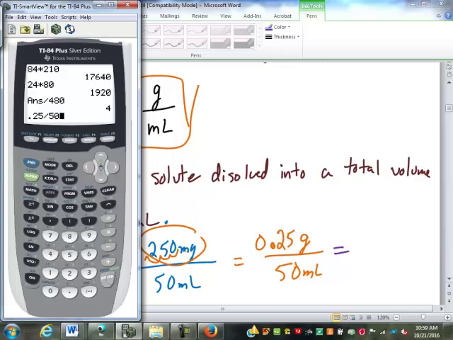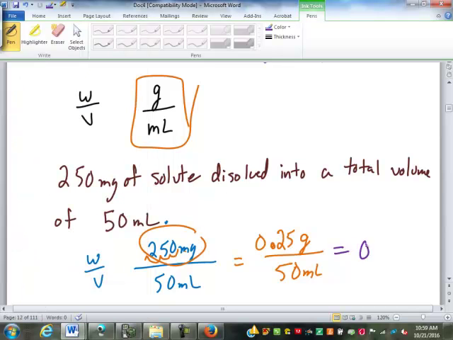0.25 divided by 50 is 0.005, or a 0.5% concentration.